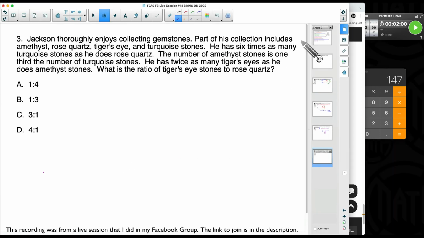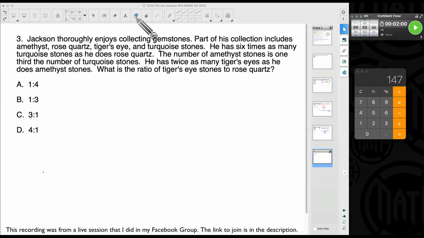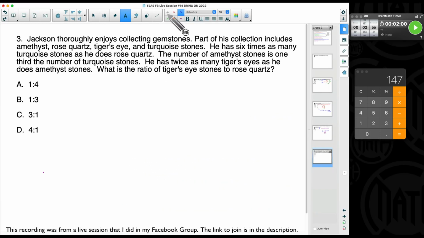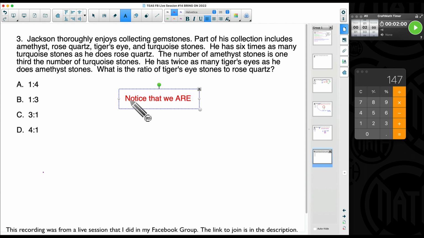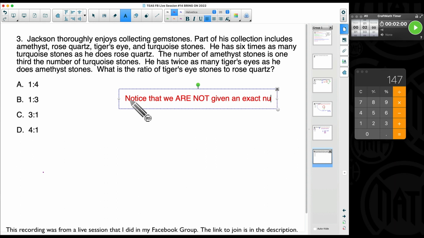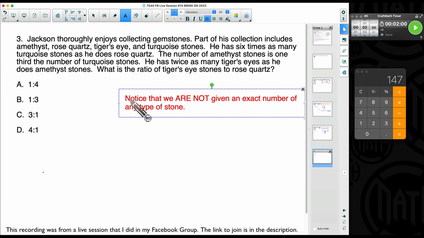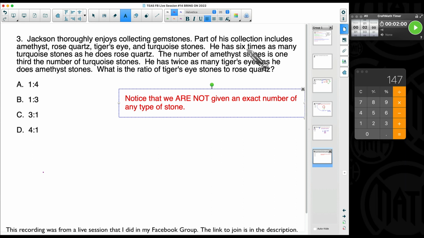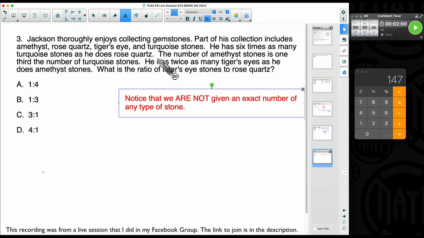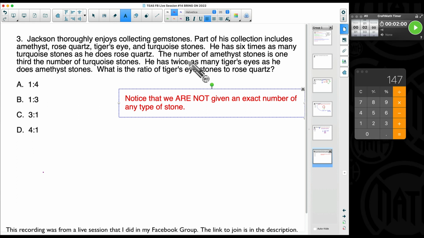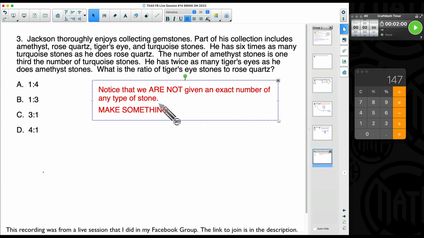So, to solve these types of questions, make something up. And you might say, well, how in the world am I supposed to remember to make something up? So notice that we are not given an exact number of any type of stone. Sure, we know Jackson's got some amethyst, some rose quartz, tiger's eyes, turquoise, and then we have 6 times as many, 1/3, twice, but nowhere up here does it say Jackson has a certain or an exact number of stones. So if you don't have an exact number, make something up.